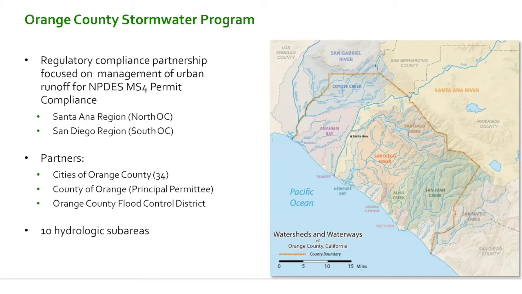Yeah, so I'd like to start off with an introduction to our Orange County Stormwater Program. The County of Orange is split between 2 regional water boards. So in North County, we are permitted under the Santa Ana Regional Water Board, and in South County, we're permitted under the San Diego Regional Water Board. For both permits, the county acts as the lead permittee, and we are partnered with 34 cities and the Orange County Flood Control District as co-permittees.